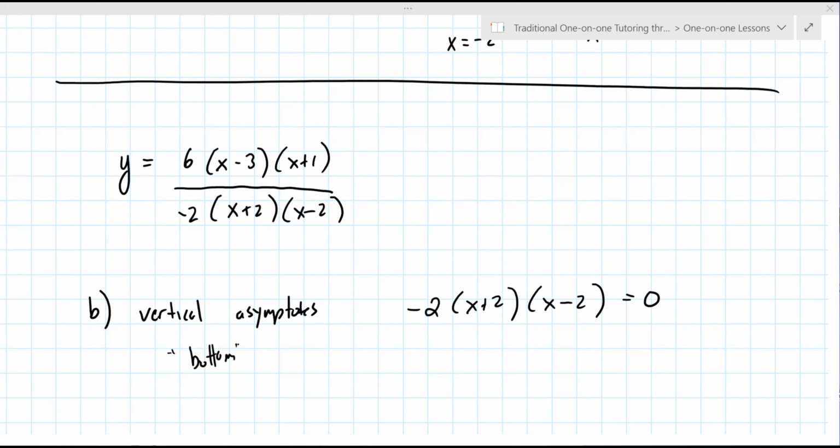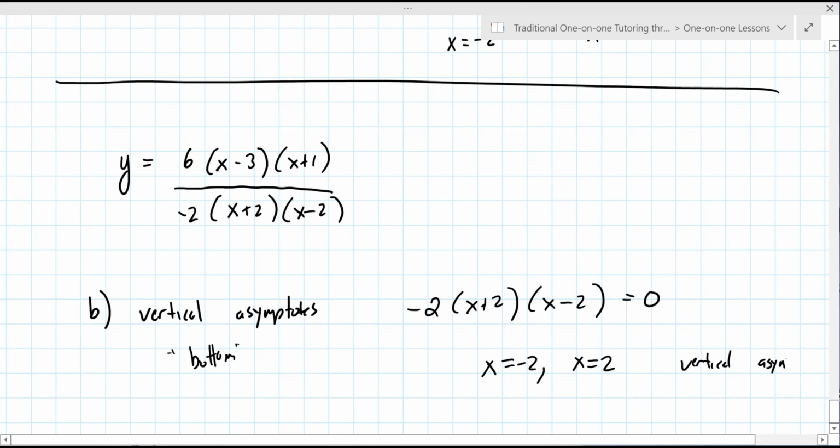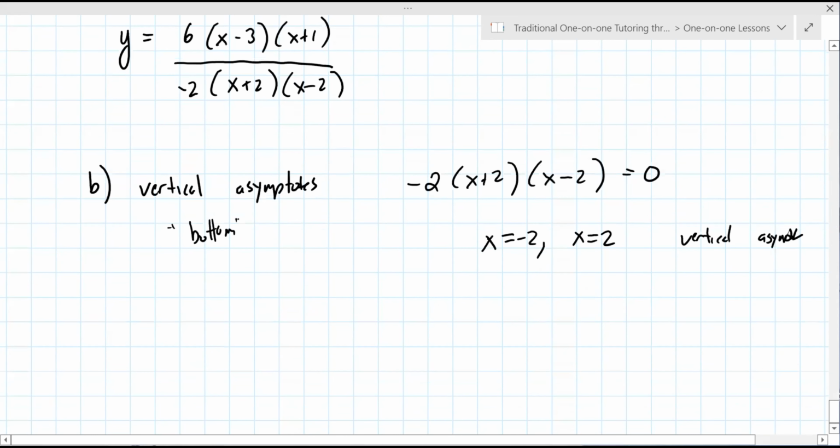Is it -2 and 2? Yes, and it's written this way. You would want to write x equals -2, x equals 2, those are the vertical asymptotes. You want to make it very clear that that's what they are. Now we're going to do this out of order because I think this is easier. We can ask where the x-intercepts or the zeros are, and that's where you're setting the top equal to 0.